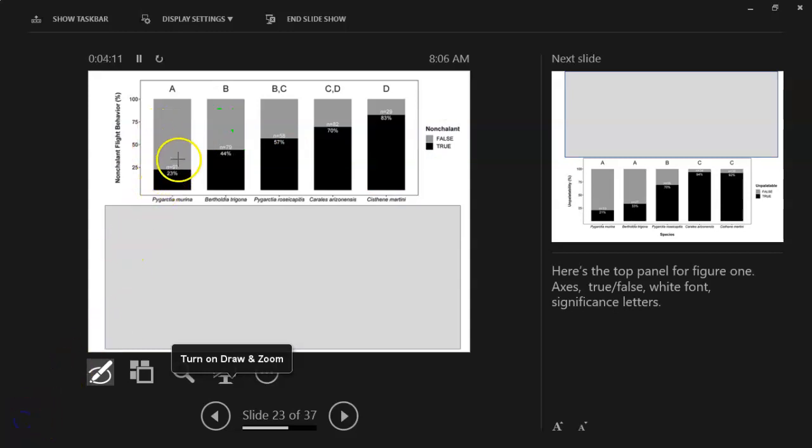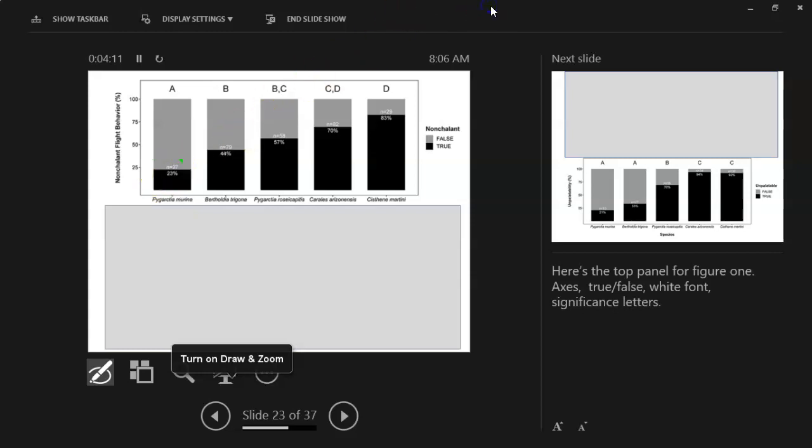Okay, the next thing I want you to notice is that they have inscribed on these bars some more information about their findings, their results here in the white text. The top number is the sample size. So in this case, there were 97 individuals of this species that were tested in the arena trials. And then the bottom number, which is a percentage, is simply making it easier for us to read the y-axis. It says that 23% of this species, only 23% of this species exhibited nonchalant flight.